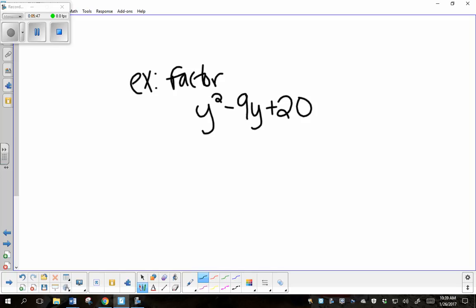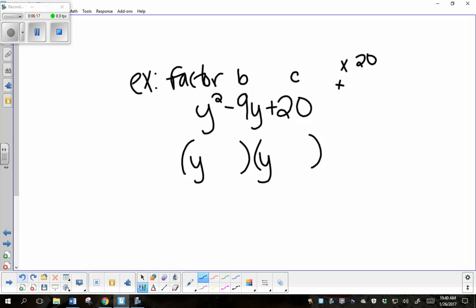So we're trying to do the same thing here. We're going to put this into two binomials that when multiplied will get us what we started with. We know our first term in each one's going to be y because y times y will get us that first term, y squared. Now for our last term, we're looking for two numbers that multiply to c, which is 20, and they need to add to our b value, which is negative 9. So they need to multiply to 20 and add up to negative 9.